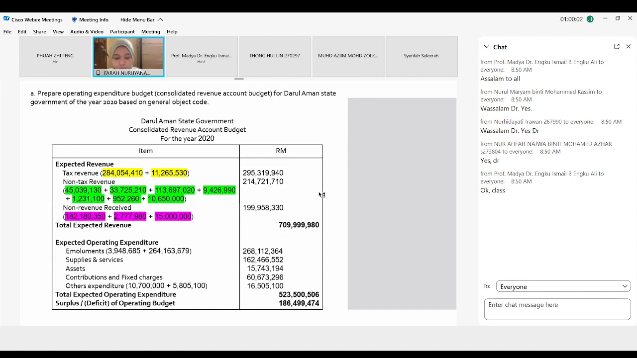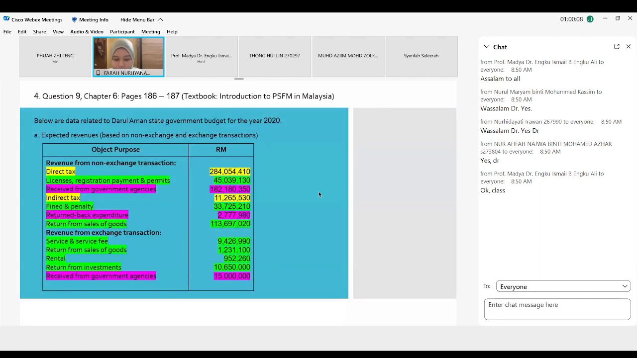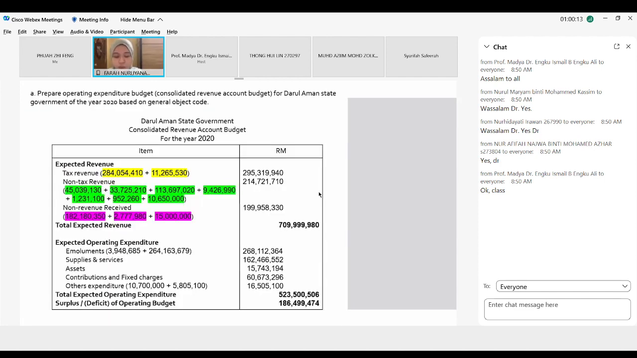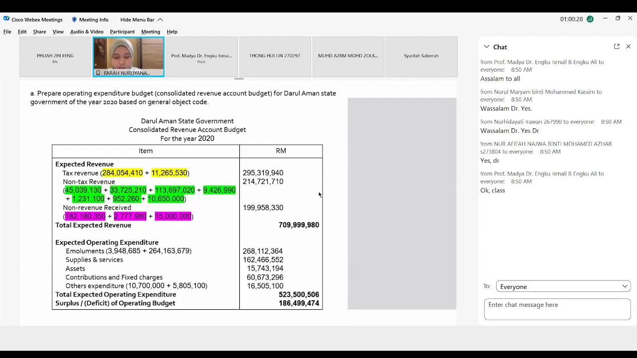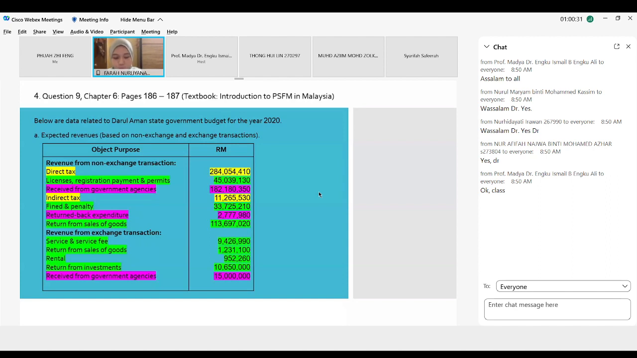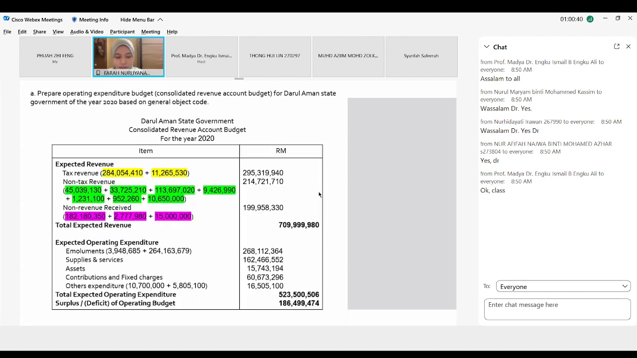First, for tax revenue, look at the yellow highlight. We total the 2 items of direct tax and indirect tax. Second, for the items for non-tax revenue, look at the green highlight. For revenues from non-exchange transactions, we add up the license, registration payment and permits, fine and penalty, return from sales of goods. And for revenue from exchange transactions, we total the service fee, return from sales of goods, rental, and return from investment. Lastly, for the items for non-revenue received, look at the purple highlight.